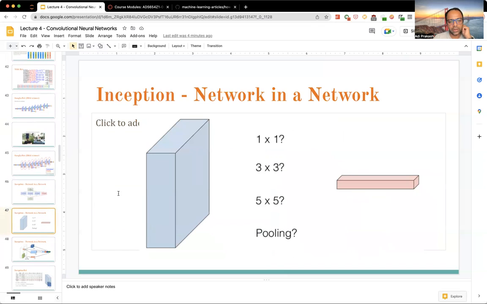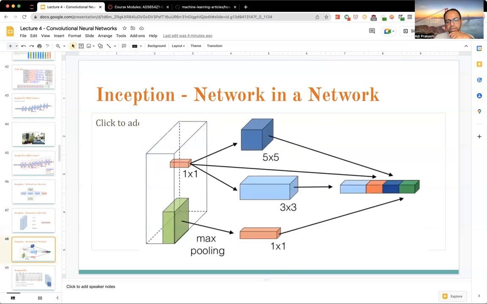So what does this mean? You basically have four of them: 1x1, 3x3, 5x5, and the pooling. So you do the convolution. Let's say these are the outputs of each of these layers, and now you basically just stack them side by side.